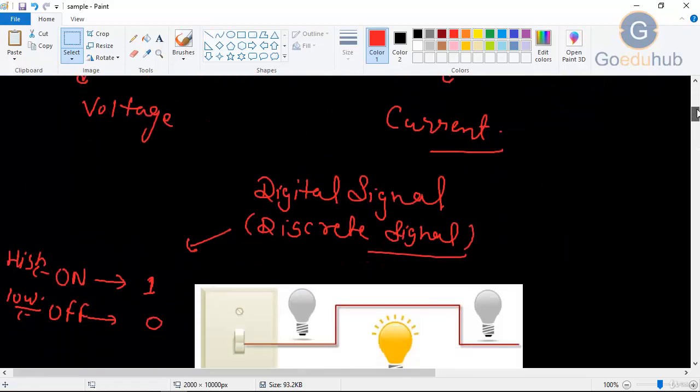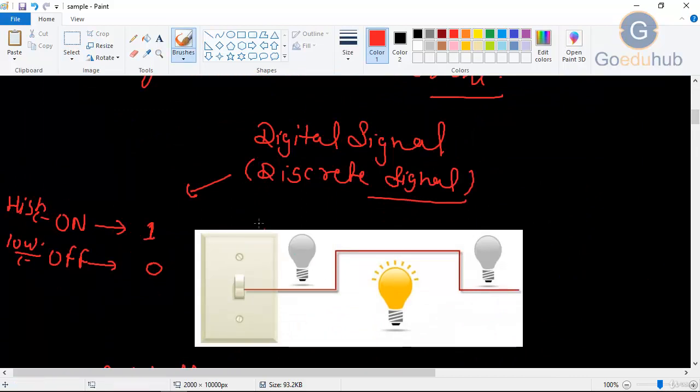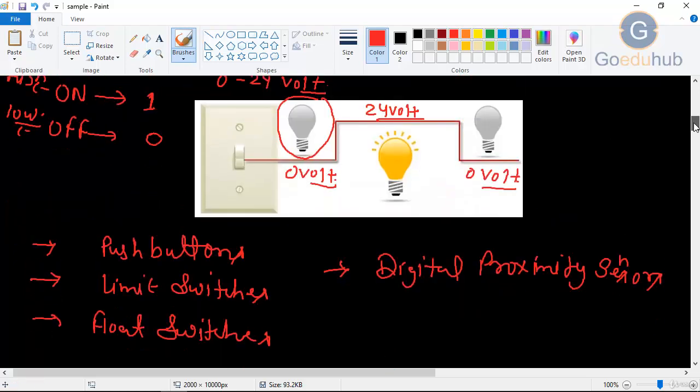As you can see here, suppose we are providing 0 to 24 volt to this bulb. Now, as I turn on that switch, 24 volt will be applied and your light will illuminate. If I turn off that switch, the voltage that will be applied on the line will be 0 volt, and in this condition your lamp or bulb will be in off condition.